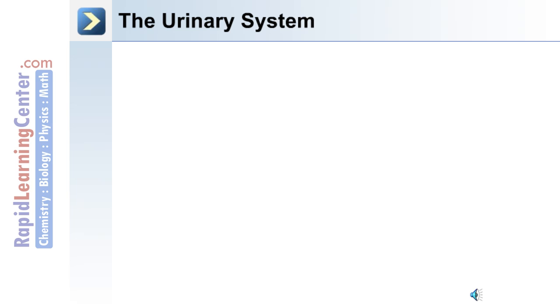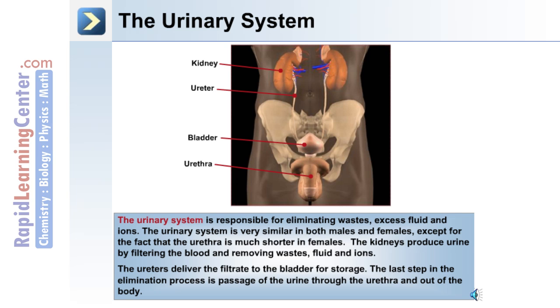Along with the gastrointestinal system, waste products are excreted from the body through the urinary system. This image shows the anatomy of the urinary system in the male. The kidneys, the ureters, which are connected between the kidneys and the bladder, and the urethra, which delivers the urine out of the body. This system is responsible for eliminating waste as well as excess fluid and ions such as salts.